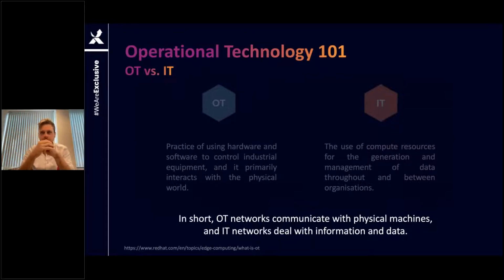Examples for OT are a pump which is controlled by a system, large robotic systems, but also a smart door lock, for example. IT is quite straightforward. I think that you are all using an IT device right now to watch this webinar. So these are our computers, domain controllers, applications, maybe in the cloud, data centers that we're using.